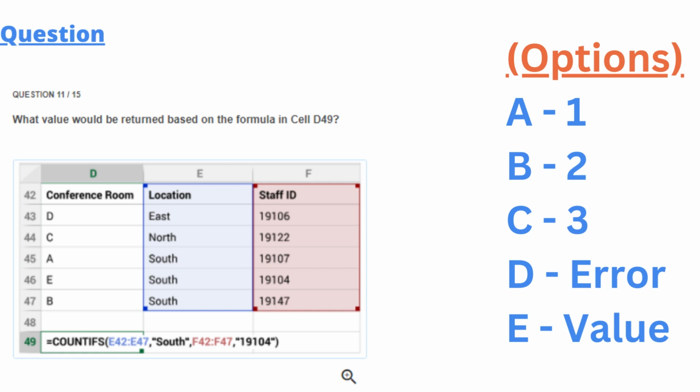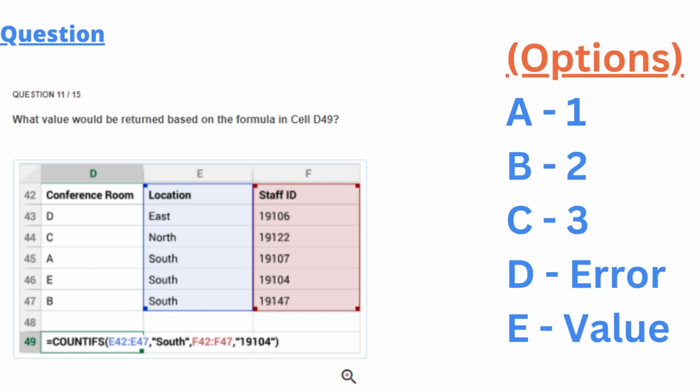So what it's asking is, in D49, what value would be returned based on the formula. The formula is given in D49: COUNTIFS, E32:E47, South, F42:F47, and the other values, 19104. It's the given value.